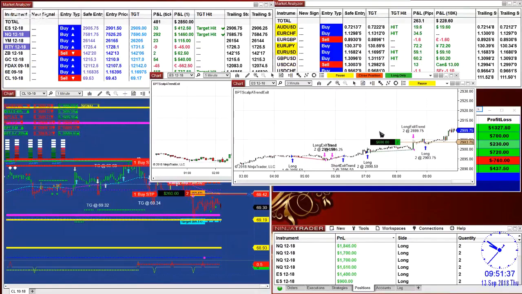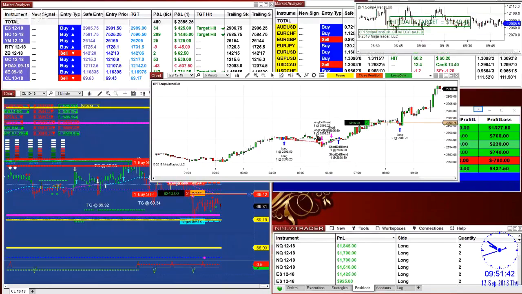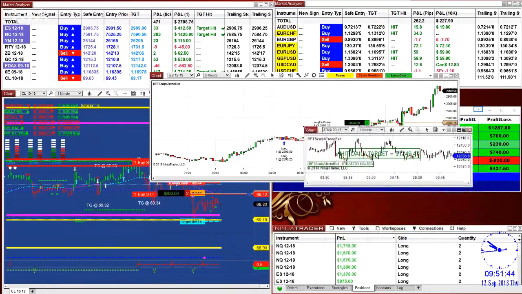For the guys that follow me on the DAX with my chart, I'll be more than glad to share my chart on the DAX today.